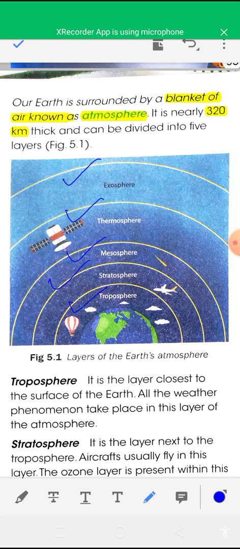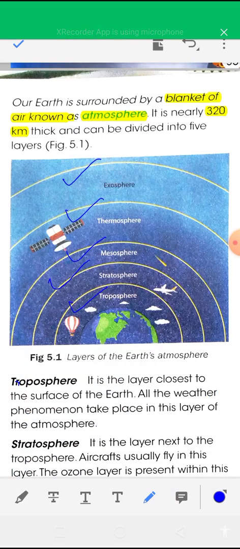So our earth is surrounded by a blanket of air, and it is known as atmosphere. The atmosphere has 5 layers: troposphere, stratosphere, mesosphere, thermosphere and exosphere. The first layer is troposphere. Troposphere is the first layer of the atmosphere.